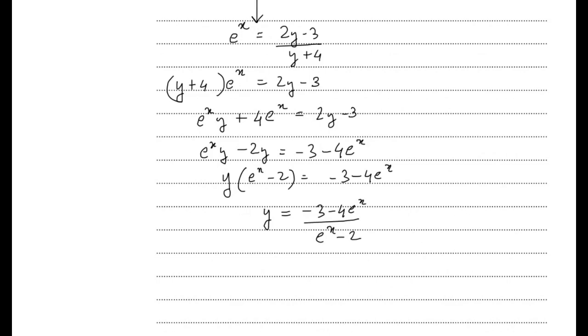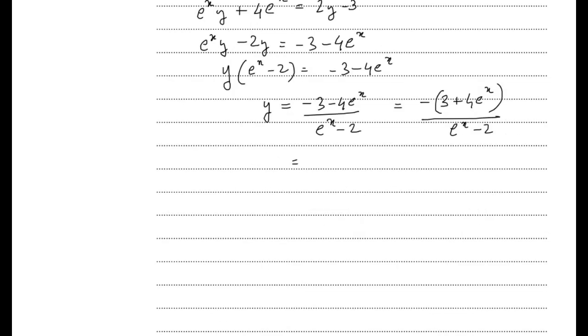You can leave it like this or put it in a more standard form, which would be to take the negative sign out. So you get (3 plus 4 e to the power of x) over (e to the power of x minus 2), and apply that negative sign to the denominator. So you get (3 plus 4 e to the power of x) over (2 minus e to the power of x).